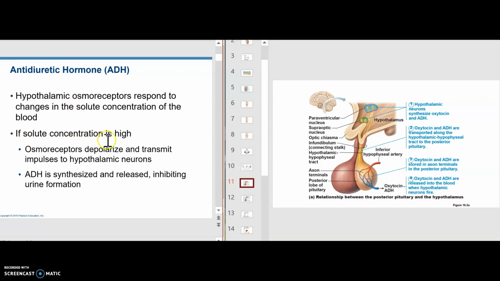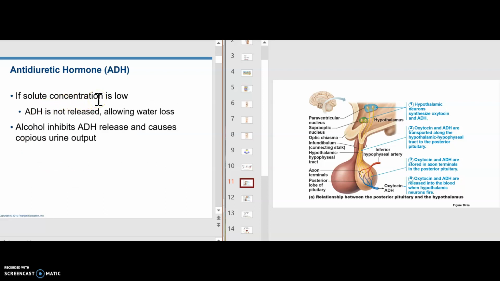So let's go again. If solute concentration is high, osmoreceptors depolarize and transmit impulses to the hypothalamic neurons. Okay? Remember, the osmoreceptors are in the hypothalamus. Then that would cause the paraventricular nucleus neurons primarily to secrete ADH. ADH is synthesized and released, inhibiting urine formation, which then would raise the water level. So you have several areas to look at this. One is in cardiovascular, another in A&P, another is a handout within my website on osmotic pressure of the blood. Okay, all right. If solute concentration is low, then you need to urinate more, is what the body would think, in order to get rid of water to increase solute concentration.